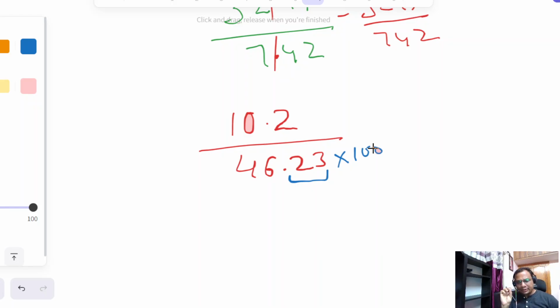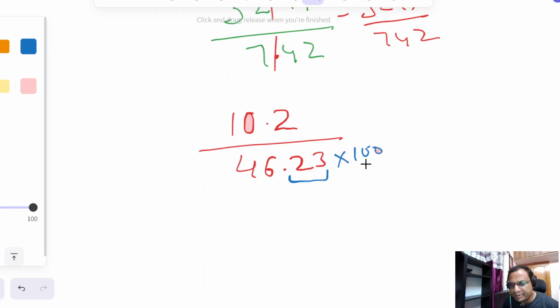If we have two decimal places, multiply by 100. If we have one decimal place in the denominator, multiply by 10. So however many decimal places we have, you need to multiply with the equivalent number of zeros. So if we have three decimal places, you need to multiply with 1000.